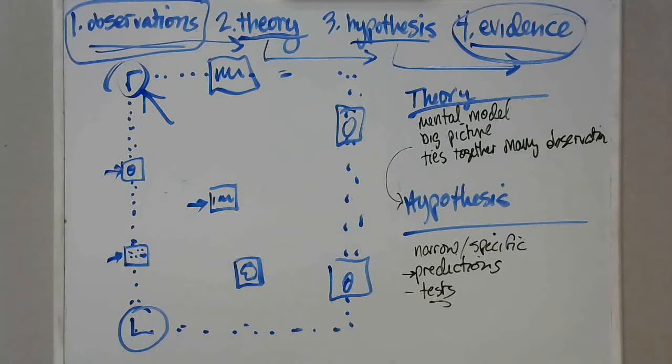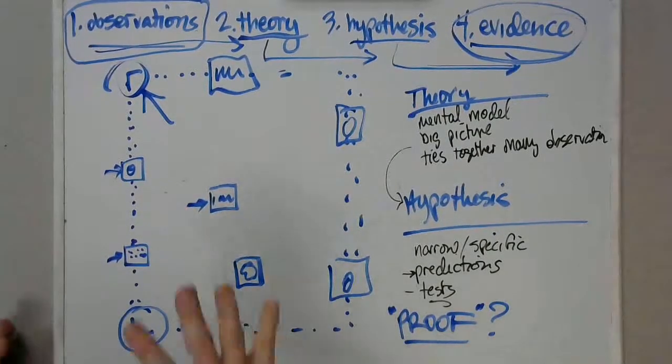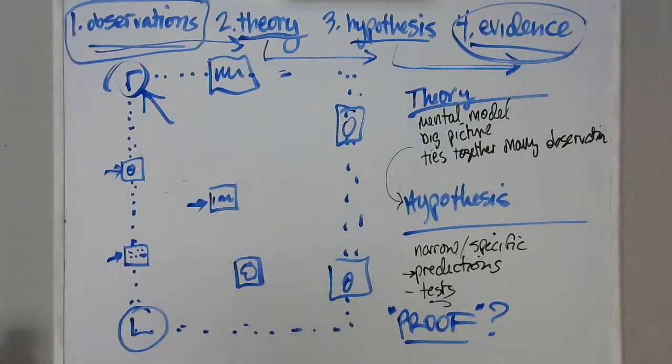Now that brings us to a very pressing problem in the logic of the scientific method. And this is a concept that causes a lot of confusion and misunderstanding about how science really works. And that is the question of scientific proof. And I'm gonna put proof in scare quotes. Think about it this way. You started with observations, and from your observations, you generated a theory.